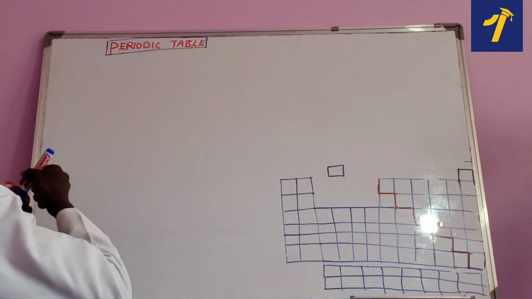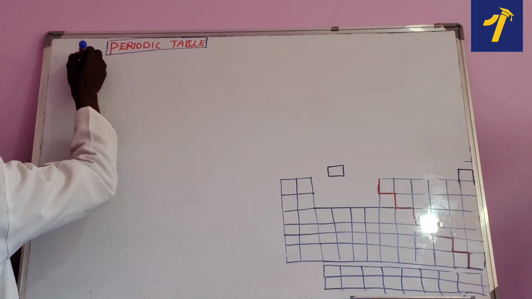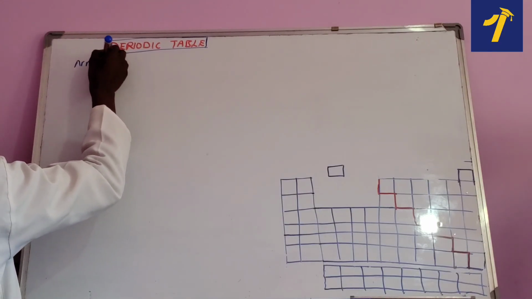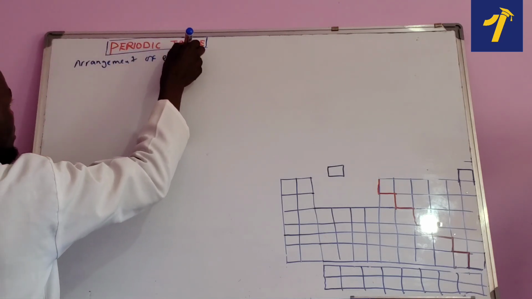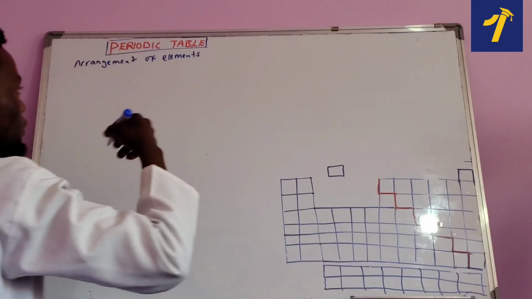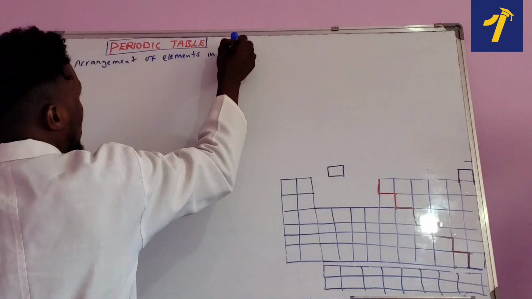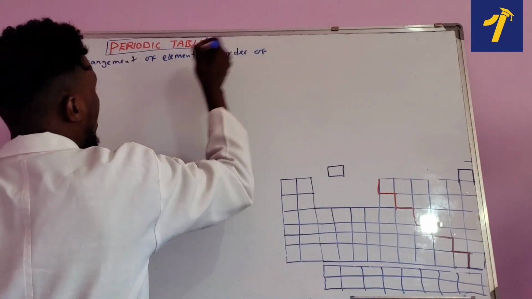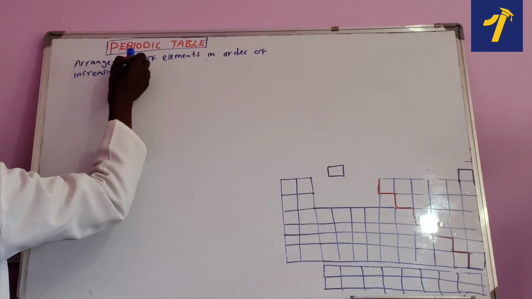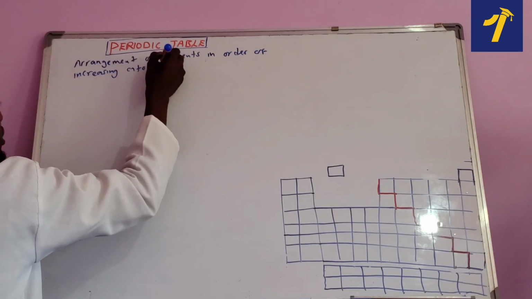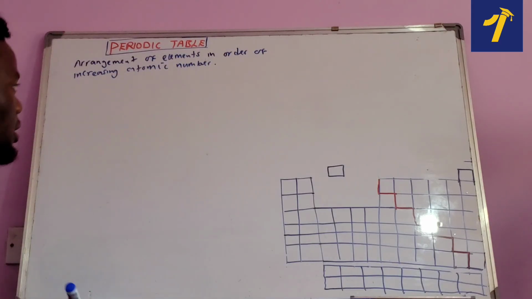What are we saying? We are saying the periodic table, basically, is a chart that shows the arrangement of elements in order of increasing atomic number. This is a very basic definition.